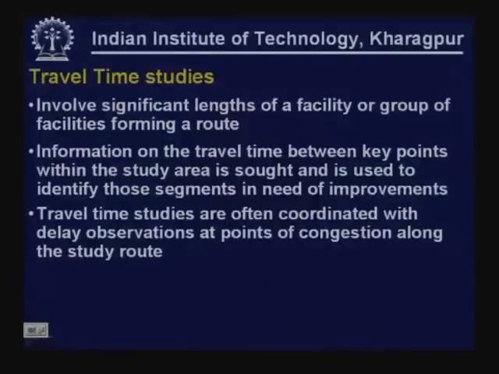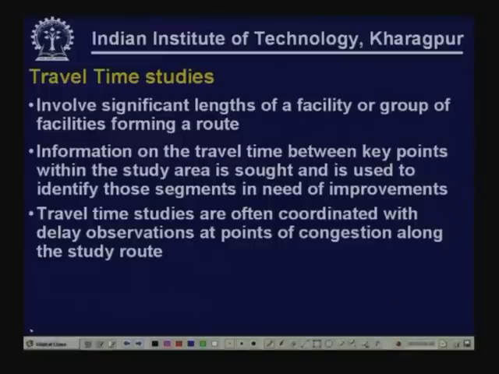So, we have discussed different approaches for spot speed measurement, their limitations, and the practical issues associated with measurements. Now, we will switch over to travel time studies. Travel time studies are normally carried out involving a significant length of a facility or group of facilities forming a route. Maybe you take a road, there could be some intersections, the road geometry may vary, the width of the road also may vary, the roadside activity may vary.